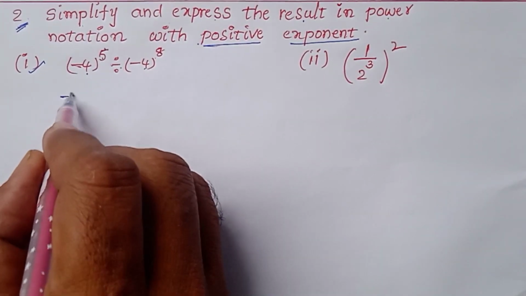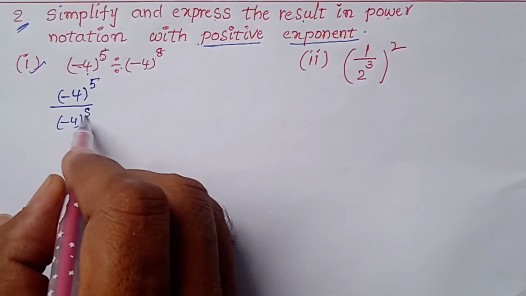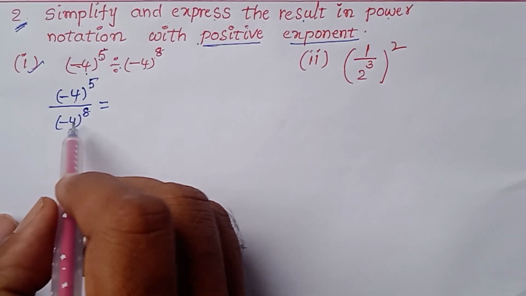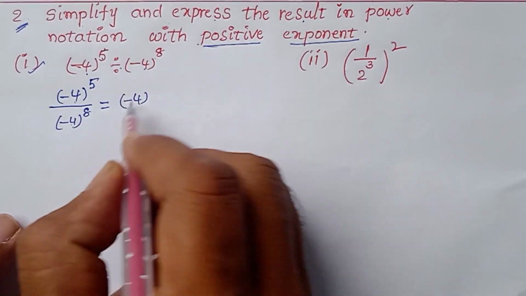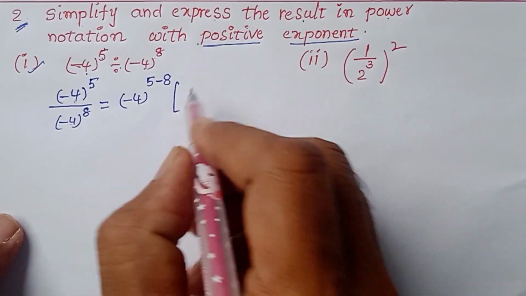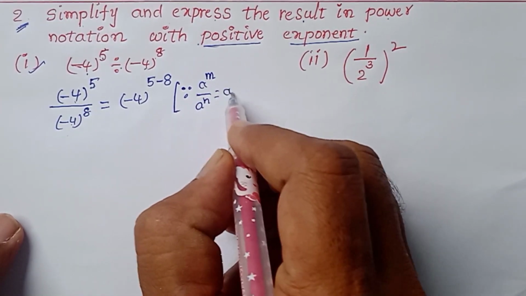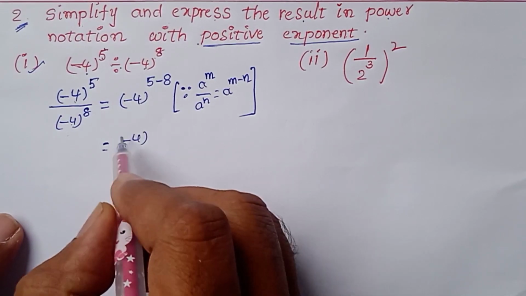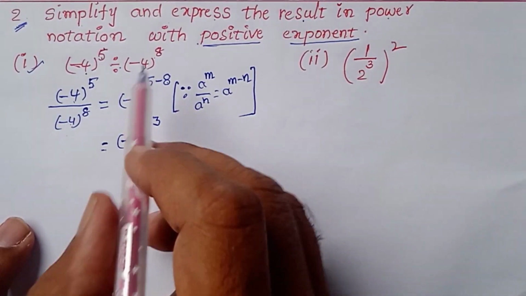So this can be written as minus 4 whole to the power of 5 divided by minus 4 whole to the power of 8. Here we have the same base, so we can subtract the powers. Then this can be written as minus 4 whole to the power of 5 minus 8. Here we are using the law a to the power of m by a to the power of n is equal to a to the power of m minus n. Now minus 4 whole to the power of 5 minus 8 gives us minus 3. So this is a simplification.